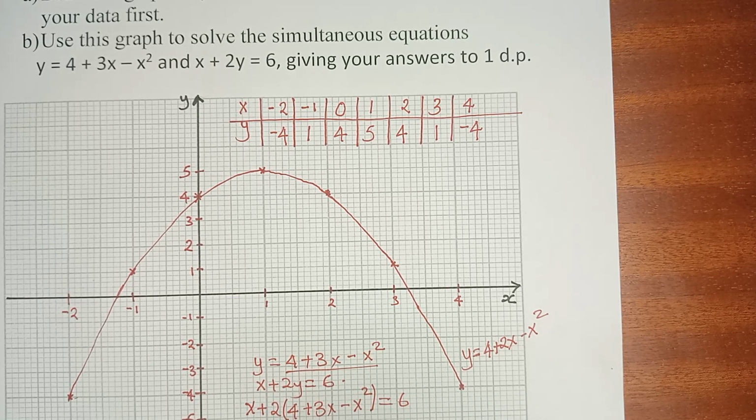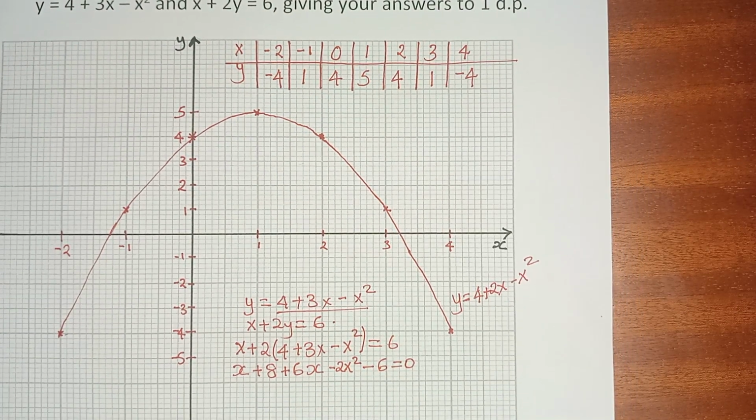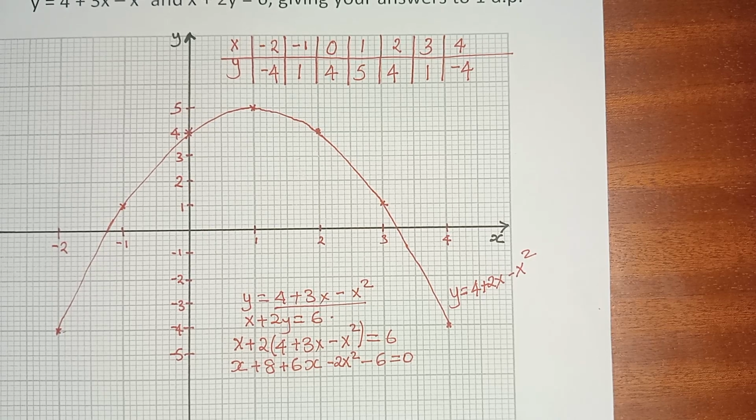So opening this bracket, we have x plus 8 plus 6x minus 2x squared minus 6 equals 0. We have substituted this equation into this equation, and we have gotten x plus 2, the whole of y, equals 6. Upon opening the brackets, we have x plus 8 plus 6x minus 2x squared minus 6 is 0.